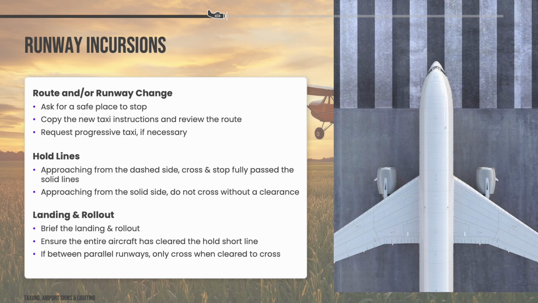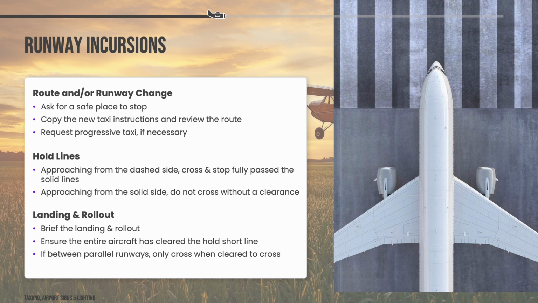Ask if you have any route and/or runway changes. Ask for a safe place to stop. Copy the new taxi instructions and review the route. Request a progressive taxi if you need to. And then looking at the hold lines, approach from the dash side, cross, and stop fully past the solid lines. Approaching from the solid line side, don't cross without a clearance.